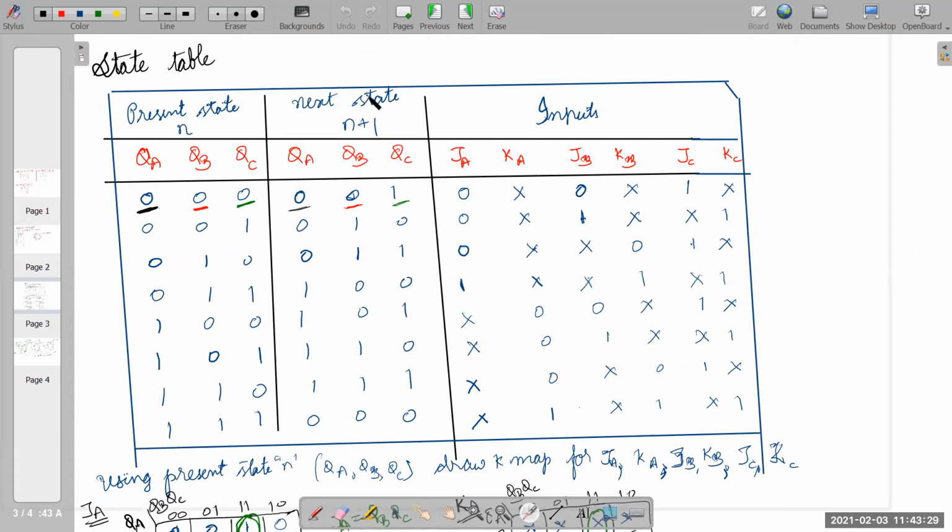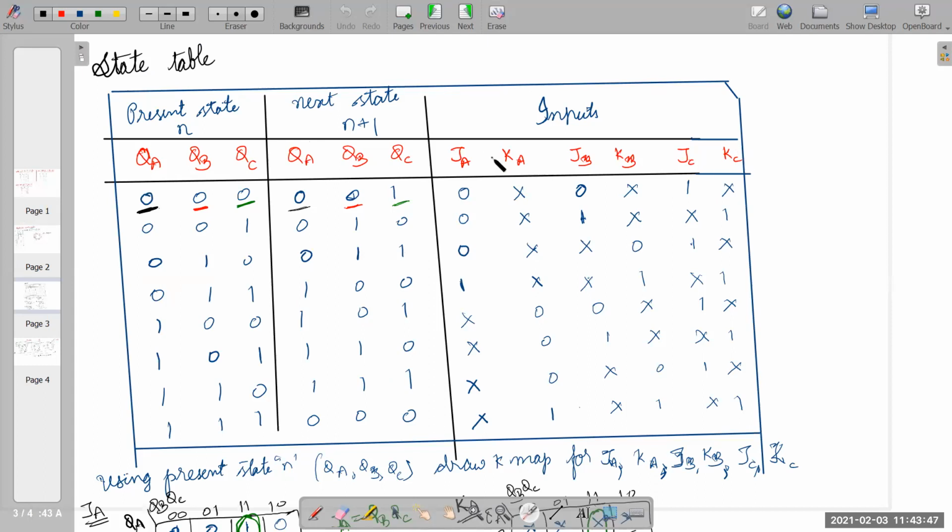Okay, we know the present state, and we know the next state. From that, we will write the present state and next state. Then, based on the present state and next state, for each of the outputs we will decide what the inputs are: JA, KA, JB, KB, JC, KC.